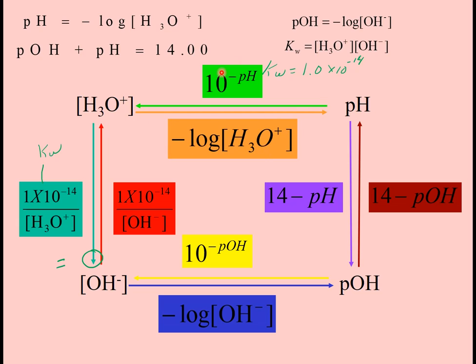This figure is not given to you, but this formula and that formula are in fact given to you on the formula sheet. This one is not given to you on the formula sheet. And this value is not given to you on the formula sheet, neither is the 14, although 14 just comes from taking the negative log of the 1 times 10 to the minus 14. That's where that 14 comes from. On the next video, we will work some problems dealing with going from different concentrations.